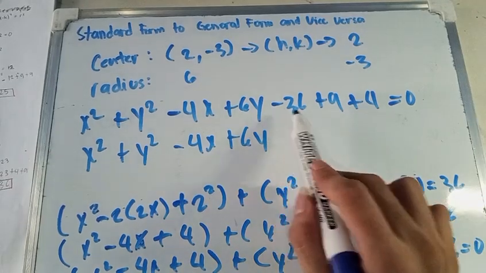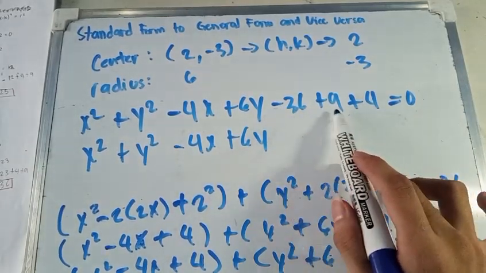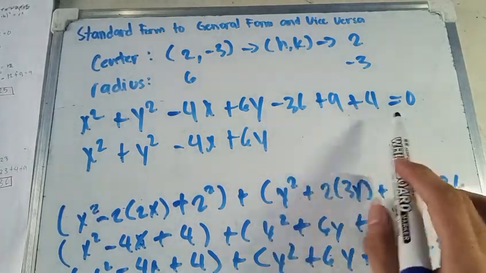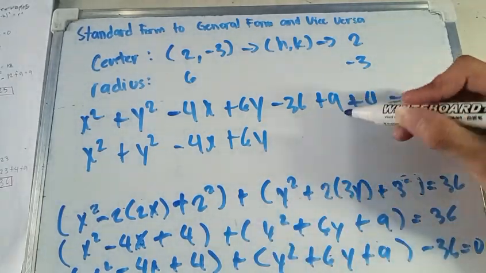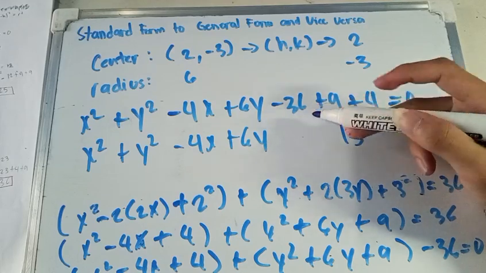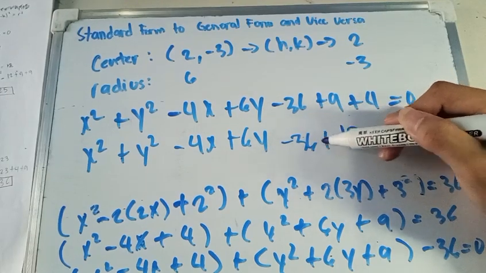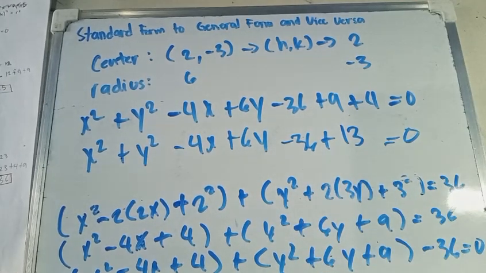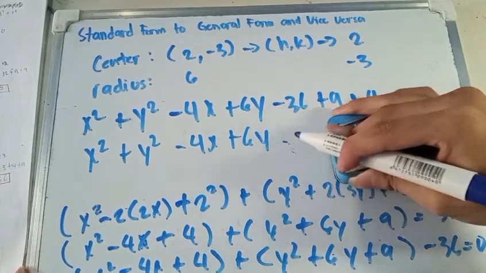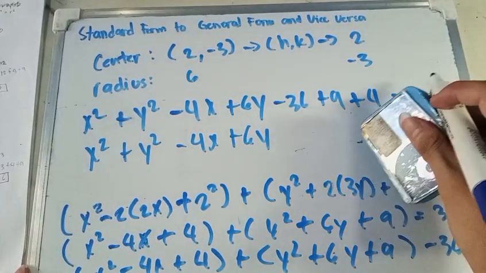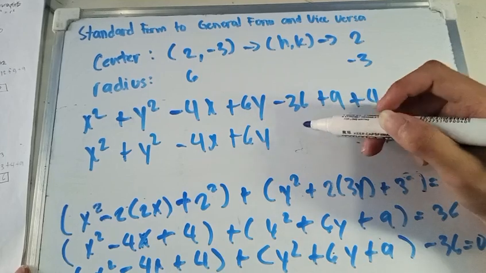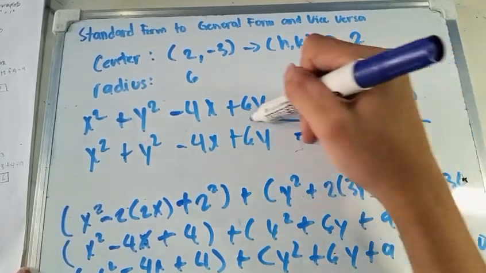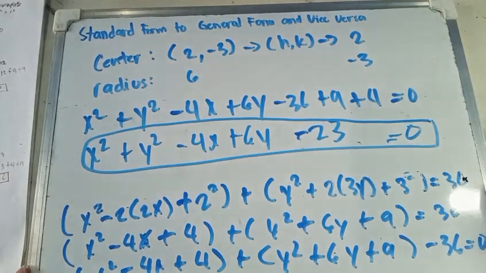Now, to combine them, we need to add 9 and 4 first. That is 13. Now, negative 36 plus 13 is negative 23. Therefore, this is our negative 23. And this is our general form.